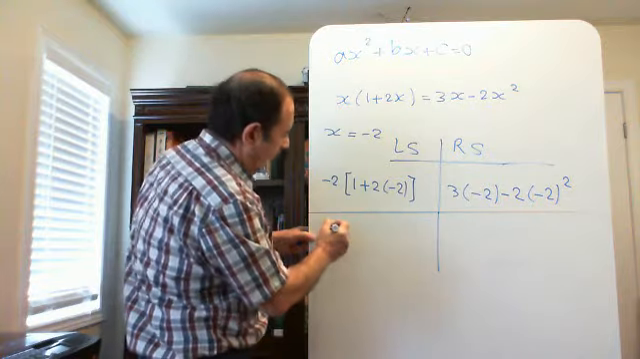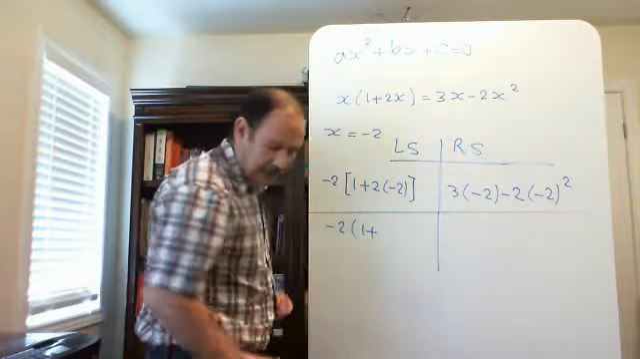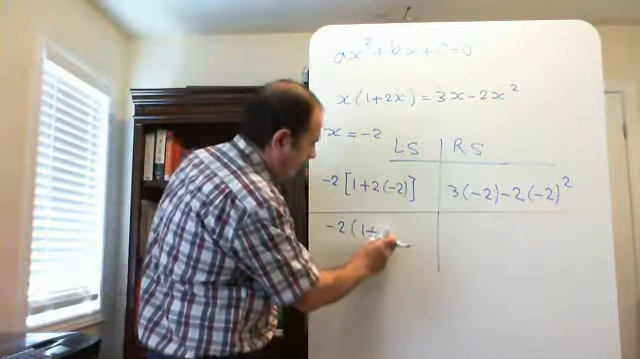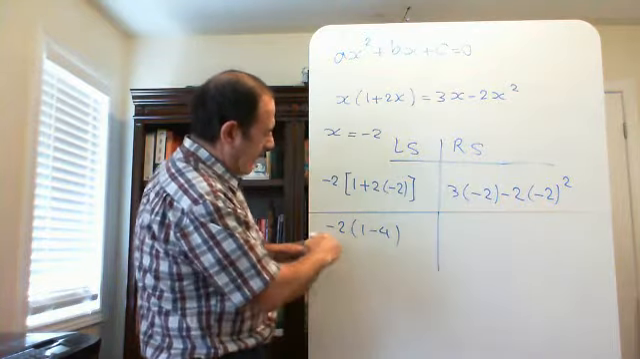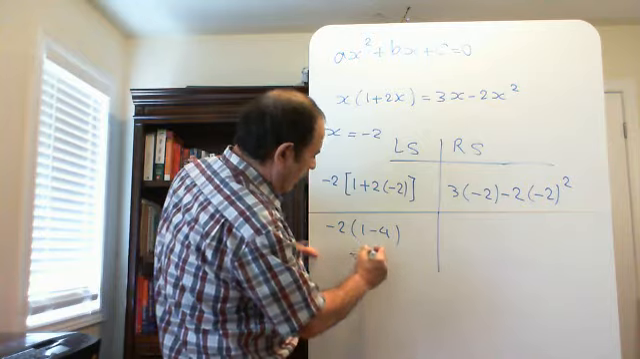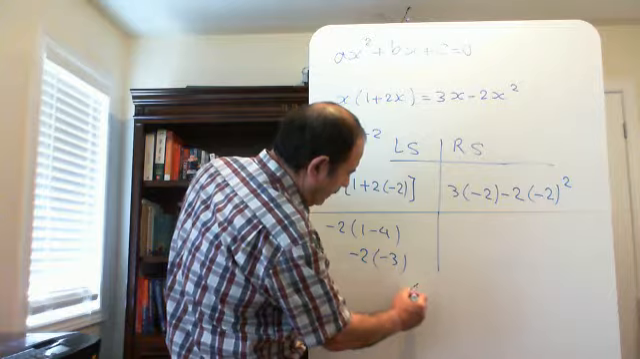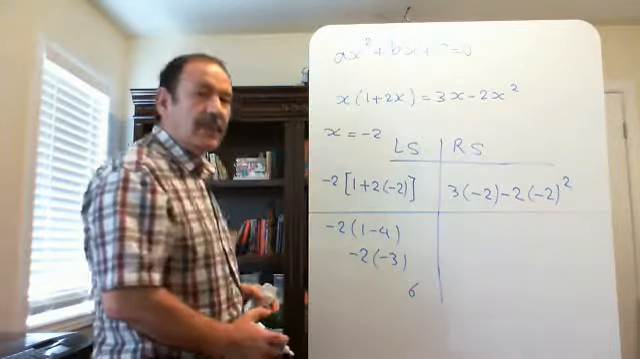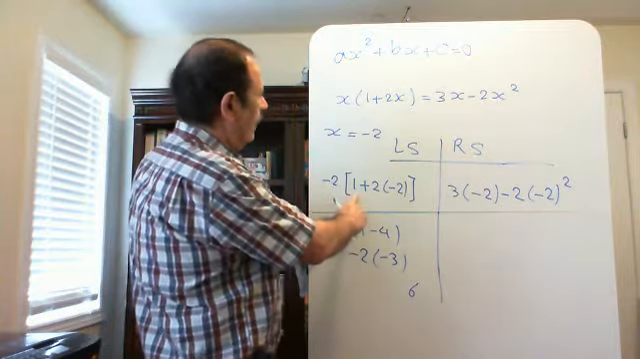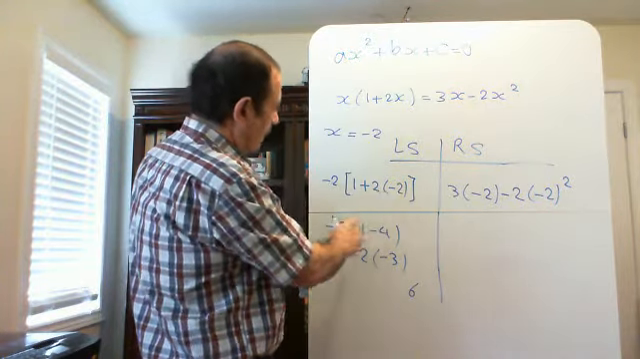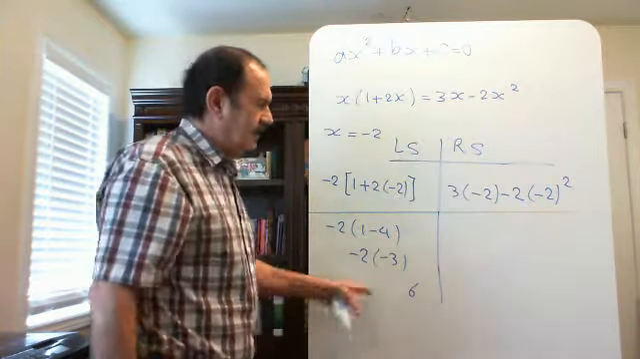Now simplify. 2 times -2 is -4. So 1 minus 4 is in the bracket, and -2 times (1 minus 4), that is -2 times -3, is going to be +6. This is for the left side. Remember, BEDMAS always applies. Let's check my calculation one more time: 1 plus 2 times -2 is 1 minus 4, which is -3. So this side is 6.